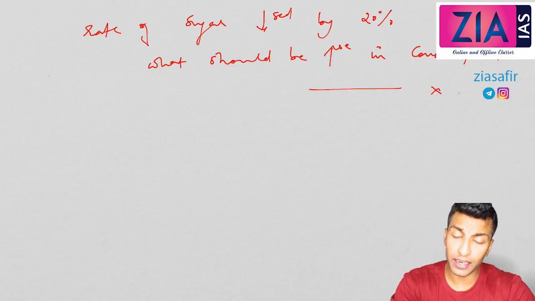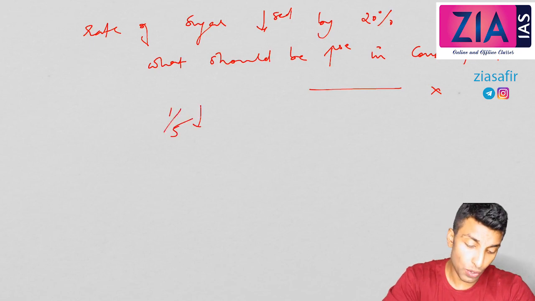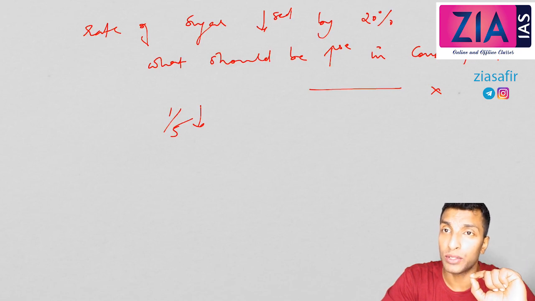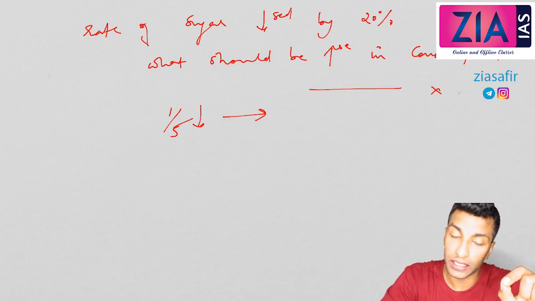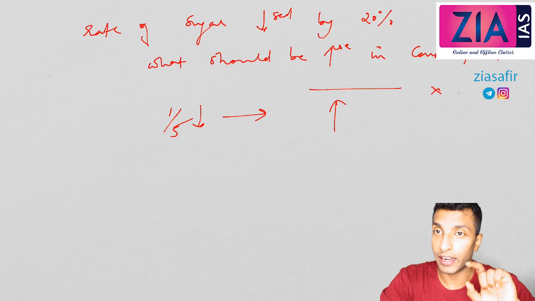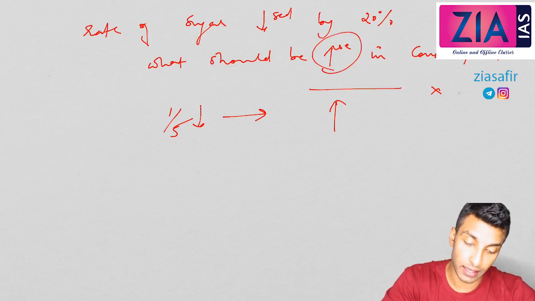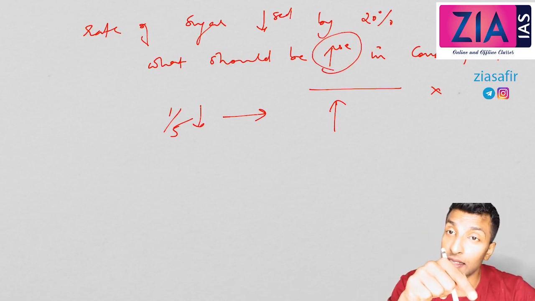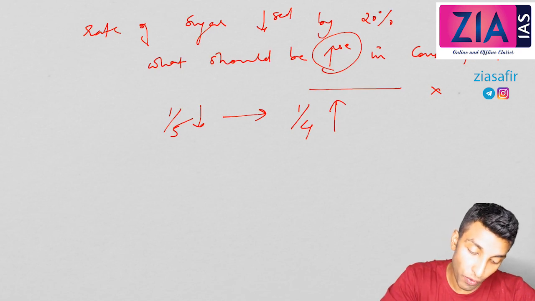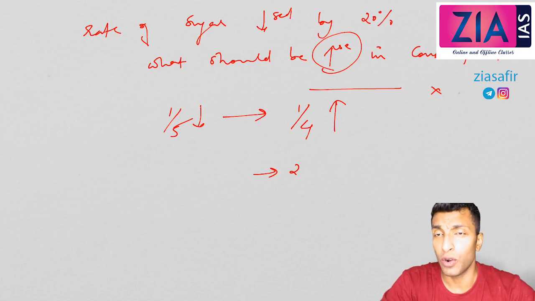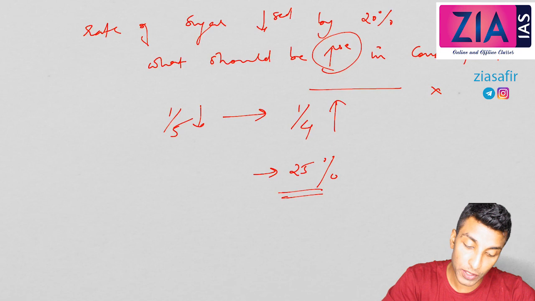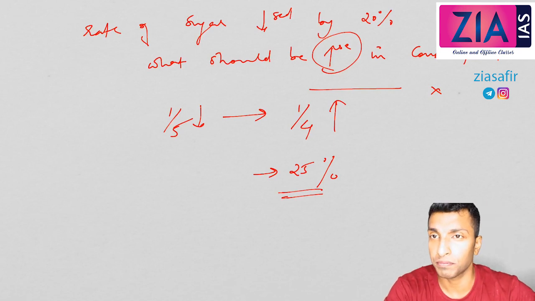So here directly you will write there is a decrease of 20%. So 1 by 5 decrease. How am I writing 1 by 5? It is 20 by 100. That is 1 by 5. So 1 by 5 reduction is there. That reduction will lead to increase, and that's what they're asking. Increase. But since it is reduction, minus 1, so that is going to be 1 by 4 increase. I got the answer. What is 1 by 4? That is 25%. So I got the answer.